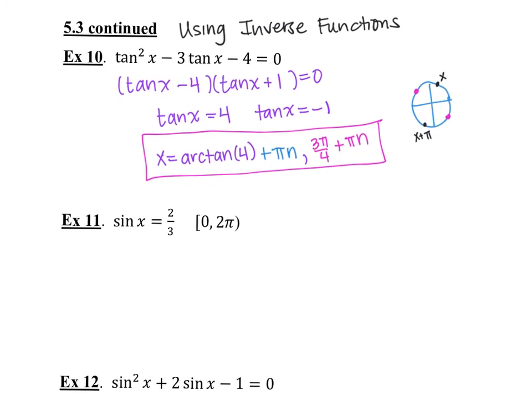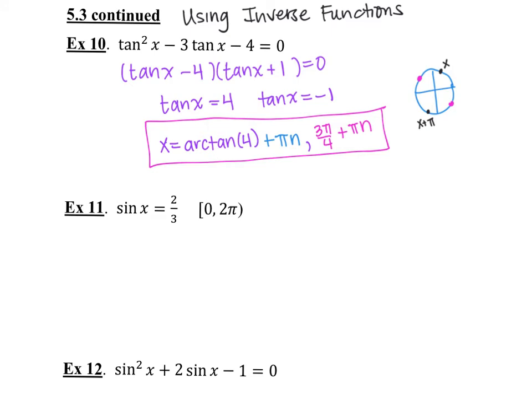Okay, for example 11, it's similar, but we're going to consider sine, which makes it a little trickier. This also has a limit on the domain, so I'm only going to go from 0 to 2 pi. Okay, now the sine of x equals 2/3. It's between -1 and 1, which means it is a valid equation. So there is a solution to it. I just don't know what the solution is.